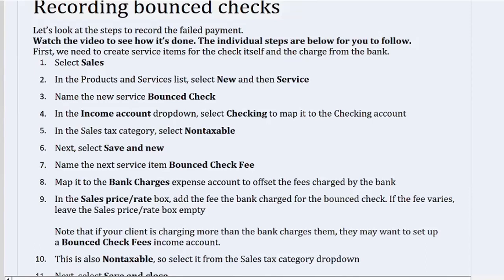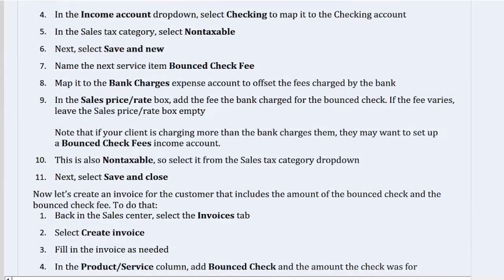Name the next service item bounce check fee. Map it to the bank charges expense account to offset the fees charged by the bank. In the Sales Price/Rate box, add the fee the bank charged for the bounce check. If the fee varies, leave the Sales Price/Rate box empty. Note that if your client is charging more than the bank charges them, they may want to set up a bounce check fees income account. This is also non-taxable, so select it from the Sales Tax category drop-down. Next, select Save and Close.